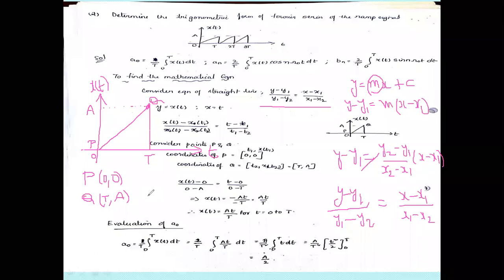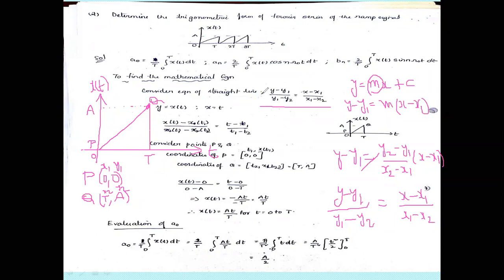P is at the origin and Q is at the time period T, with magnitude A. Now you can substitute these values of x1 and y1, and x2, y2. Not x1 and x2, but x1 and y1 only, and x2 and y2.